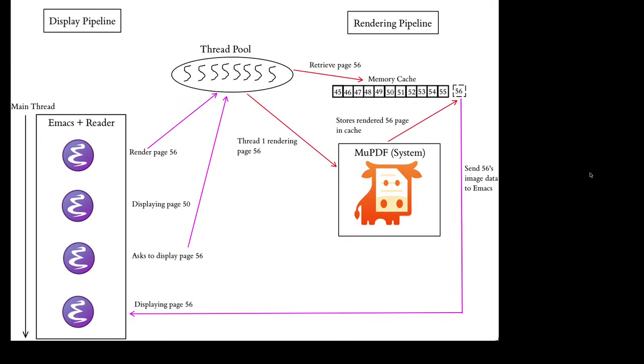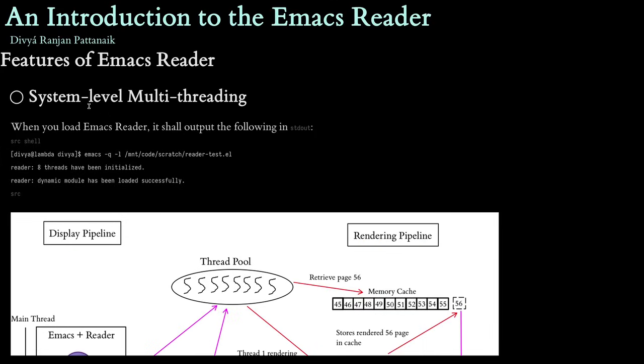This is how we're able to switch quickly between these huge scanned PDFs that have huge images in each of their pages, because we don't really wait for each page to be rendered. And Emacs does not wait for that. So that's another architectural feature of Emacs Reader, that we are system level multi-threaded.